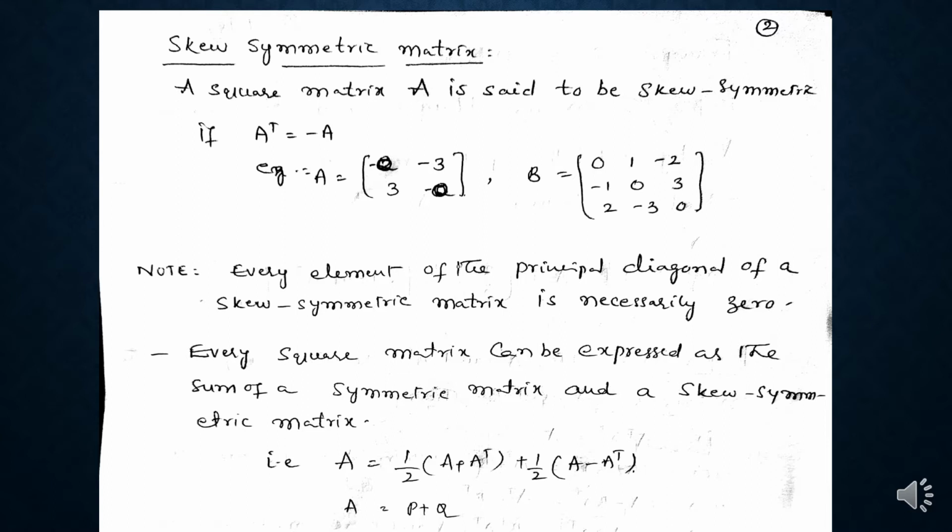A is equal to half into A plus A transpose plus half into A minus A transpose. So here let us take A is equal to P plus Q, where P is half into A plus A transpose and Q is half into A minus A transpose. So the matrix A can be written as the sum P plus Q. P is the symmetric matrix and Q is the skew symmetric matrix. Thus we can write a square matrix as a sum of a symmetric matrix and a skew symmetric matrix.